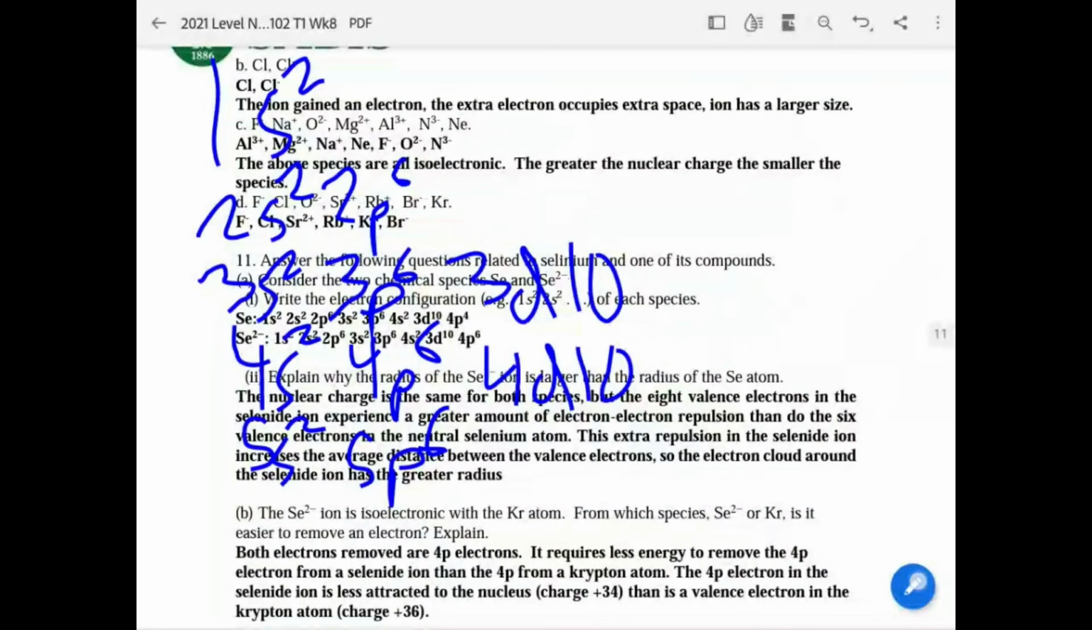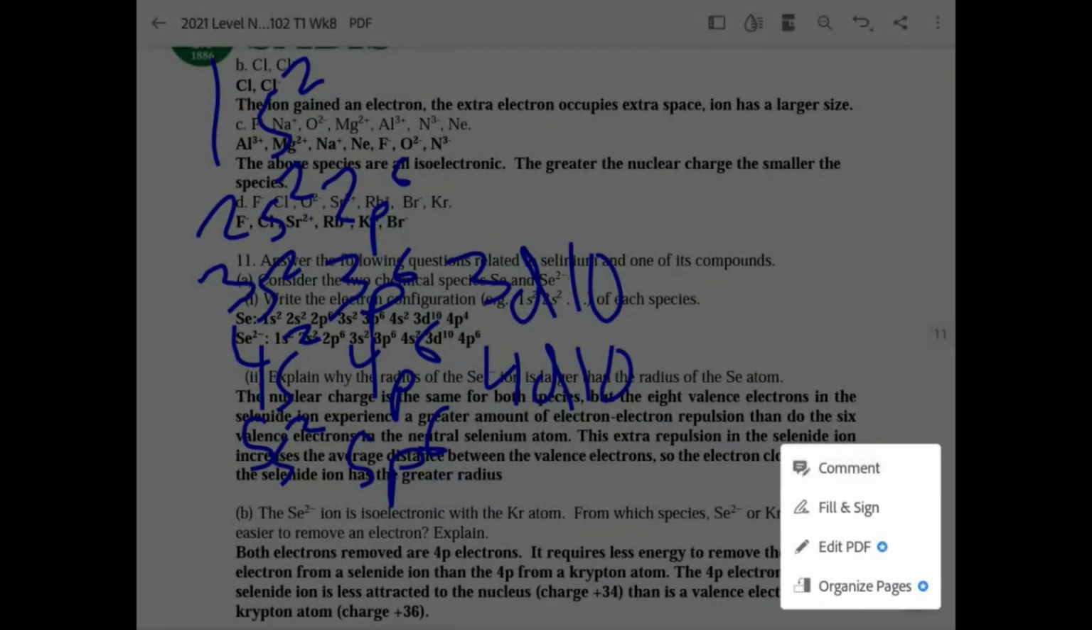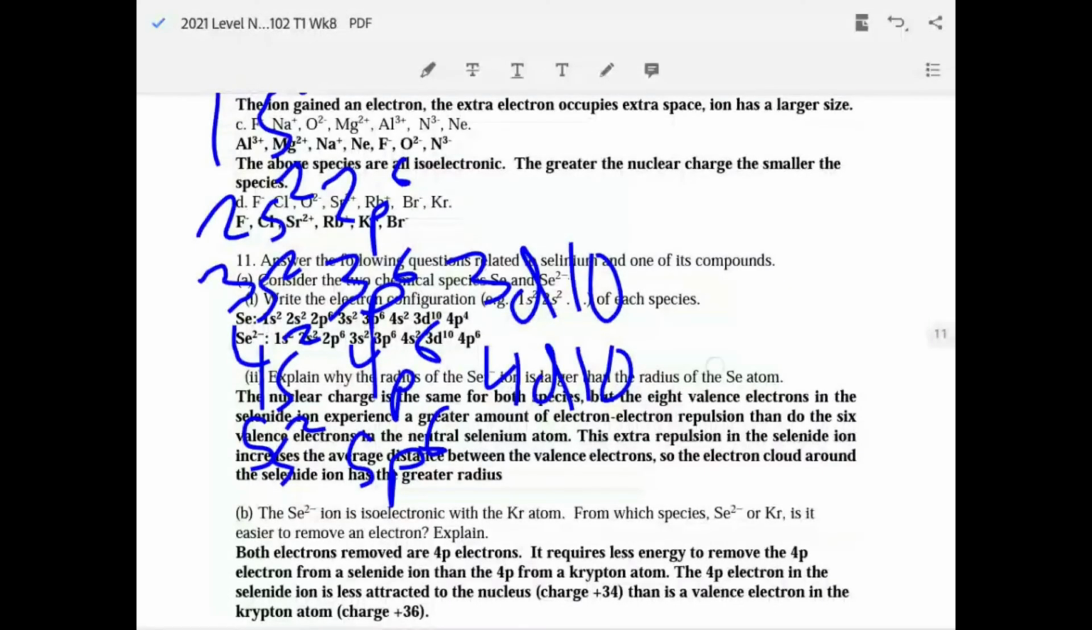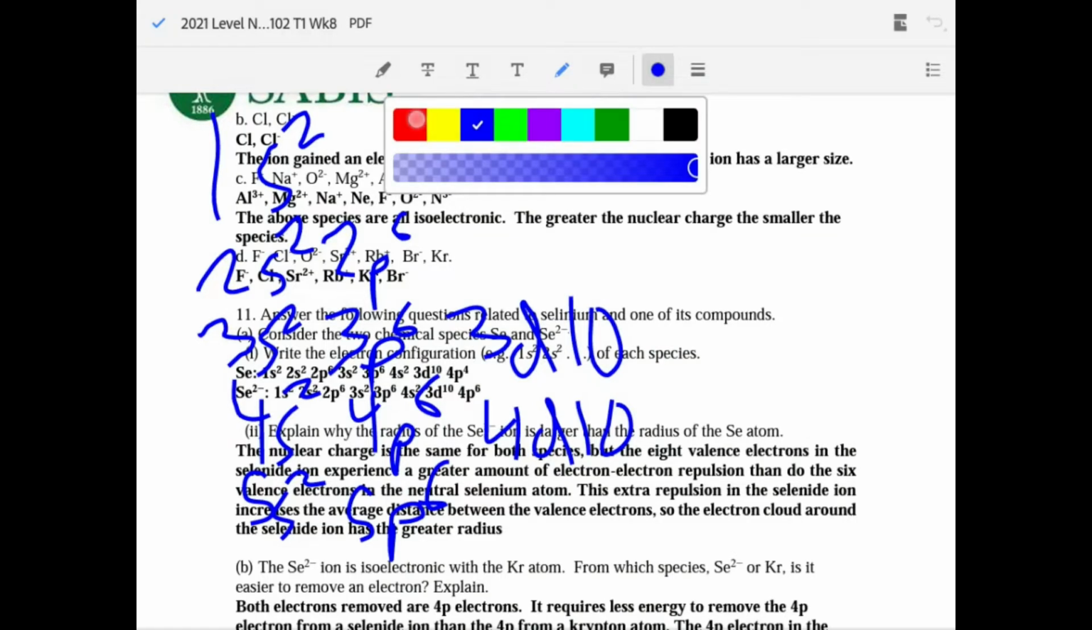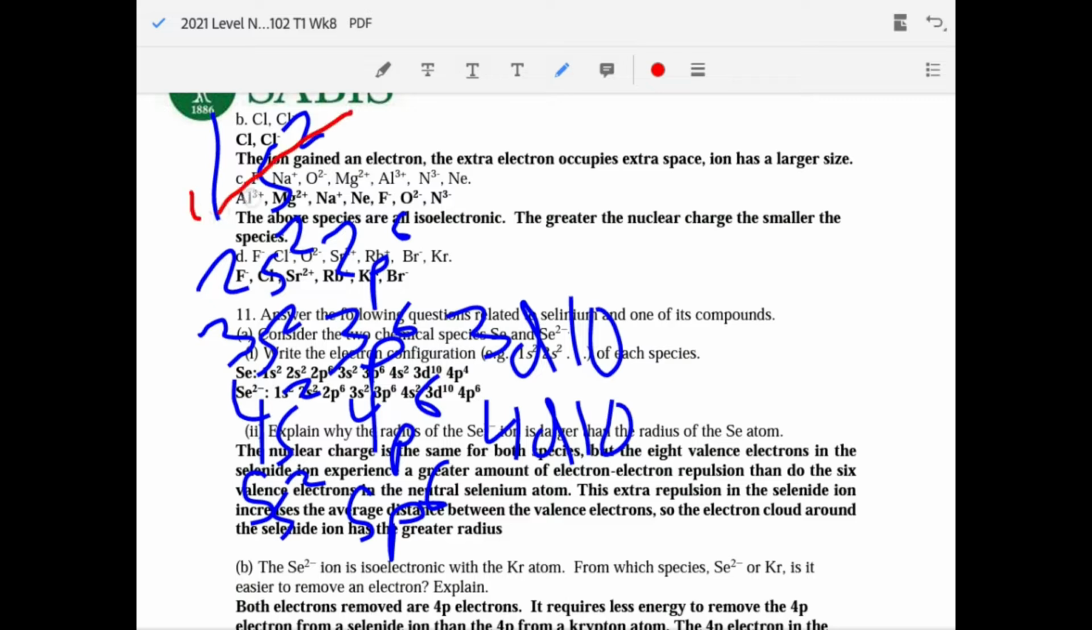Okay, so for number 11, you're asked about electron configuration. Here what we have in front of us is the electron configuration, and to find out what order it is in, you just draw arrows. So here you draw the list, and it goes like that.